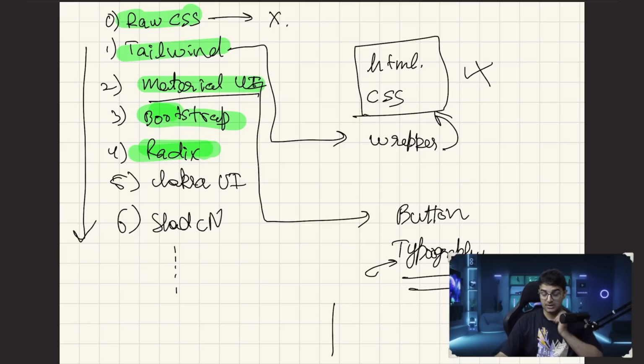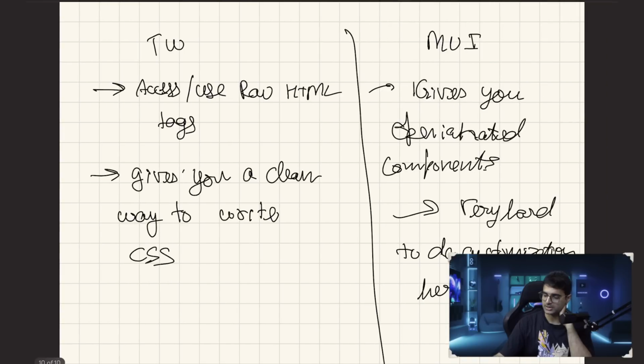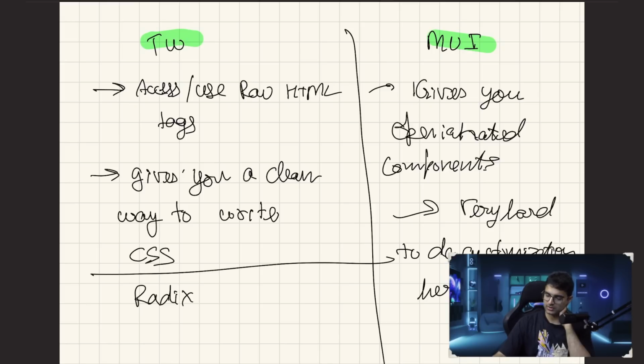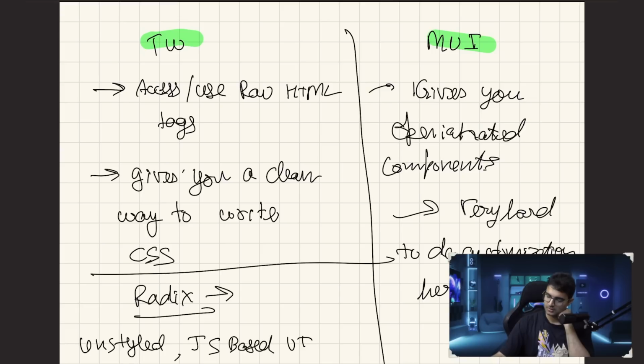Radix is a third type of library that we should probably talk about. We've talked about two types of libraries until now, Tailwind and MUI. Hopefully you understand the high level difference between these two. The third type of framework that exists is, Radix is one of those, which are called unstyled JS-based UI frameworks.